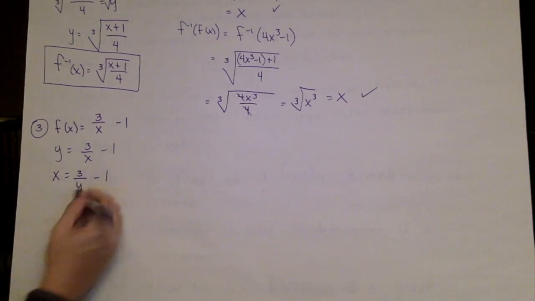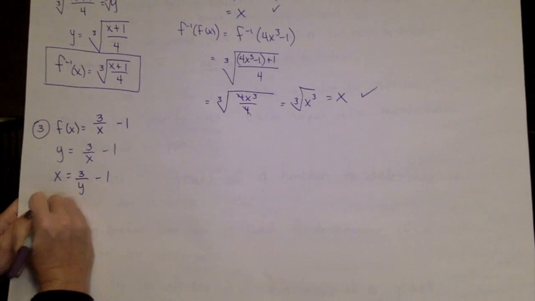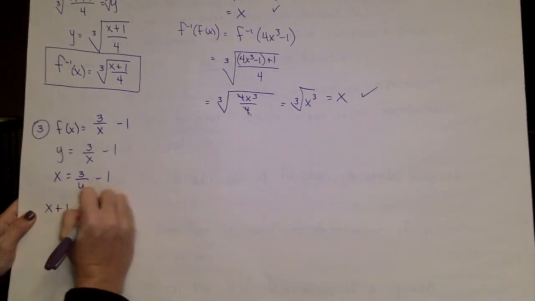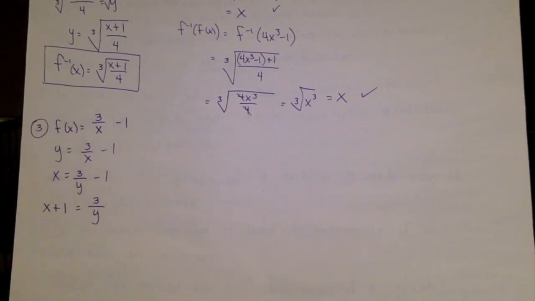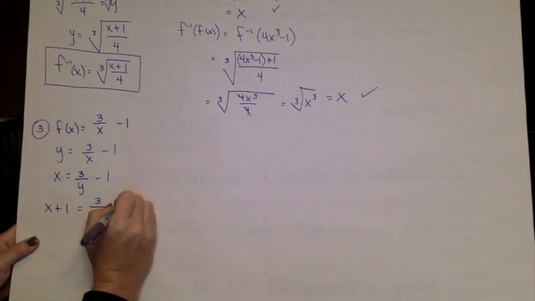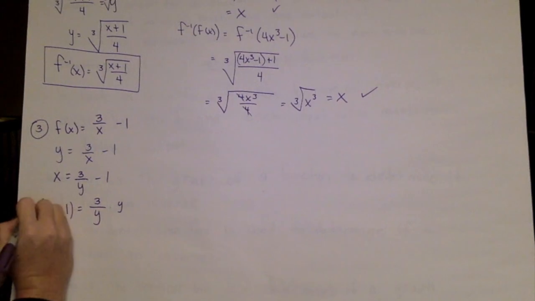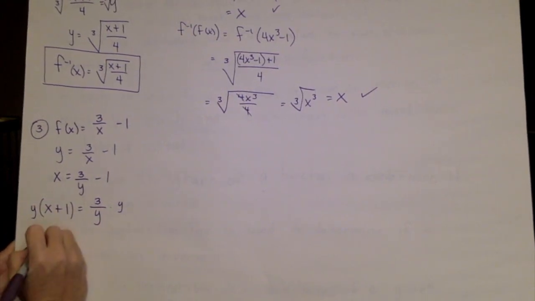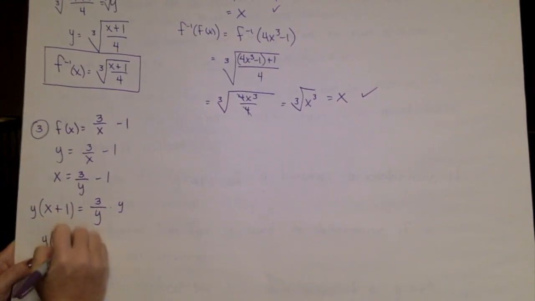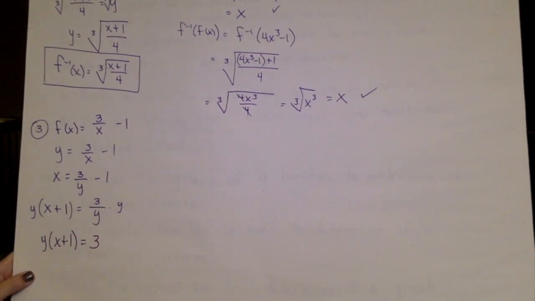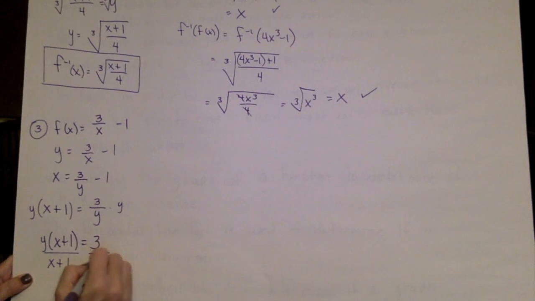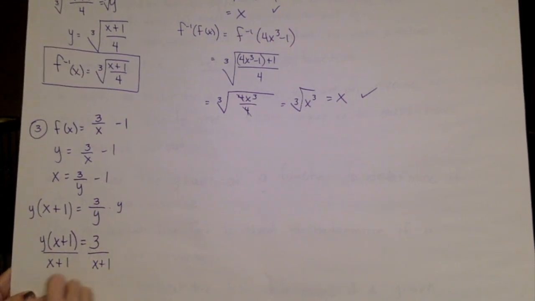The first thing we need to do is actually add 1 to both sides. So we have x plus 1 equals 3 over y. We can't keep y in the denominator and have it be solved, so I'm going to multiply both sides by y. When I do that, though, I need some parentheses. So I have y times (x plus 1) is equal to 3. And then to get y by itself, we'll divide by x plus 1. So y equals 3 over x plus 1.